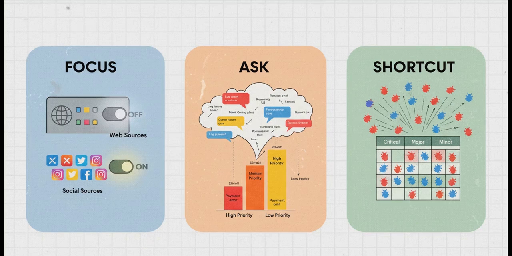So the trick to making this work is to focus the AI. You have to tell it to ignore general web sources and only look at social channels. Then you ask it to do two things: rank the complaints it finds by how often they pop up, and then pull in direct user quotes for context. This whole process will give you powerful, user-centric test scenarios you probably would have never even thought of on your own.